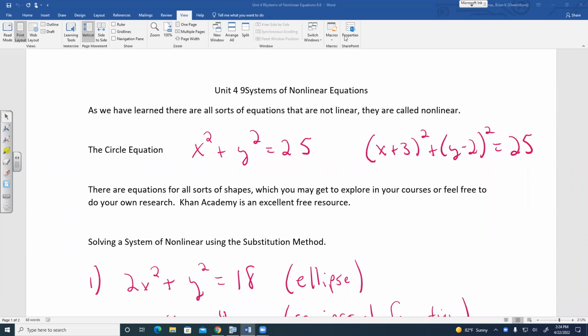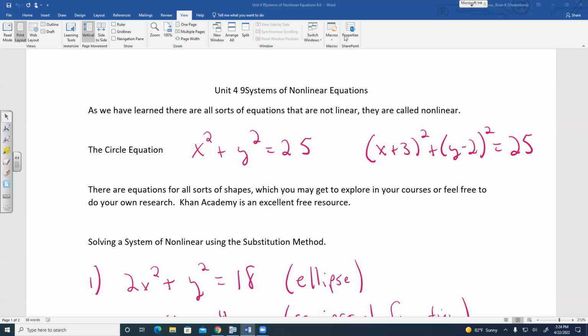So in Unit 4 today, this will be lesson number 9, systems of nonlinear equations. We've learned all sorts of equations that are not linear. We worked with parabolas and snake-looking things and all sorts of graphs that are not linear. Another interesting equation, just to mention, is the circle equation.